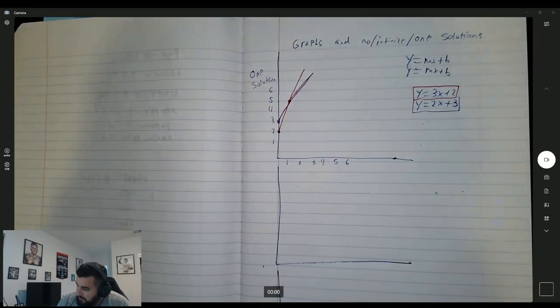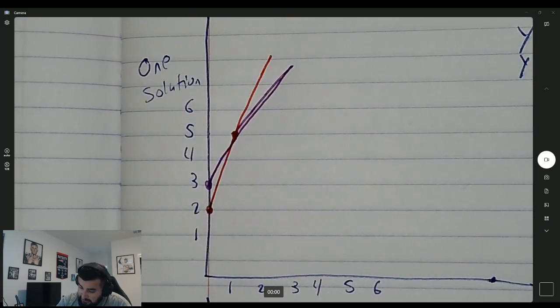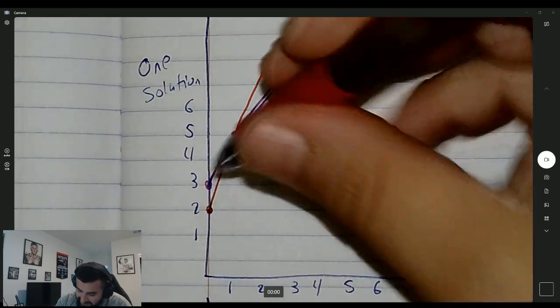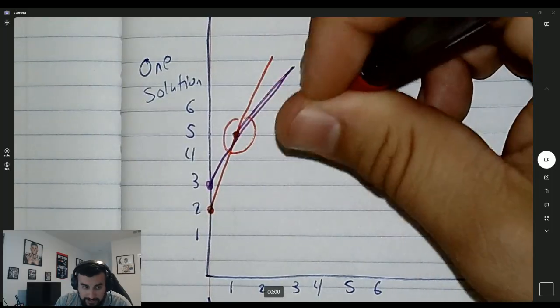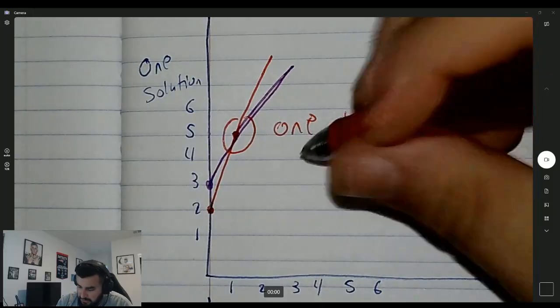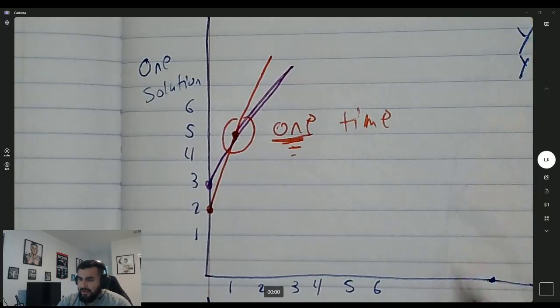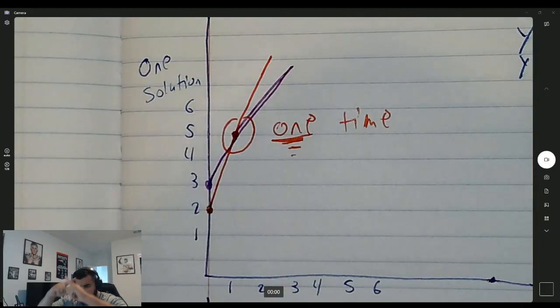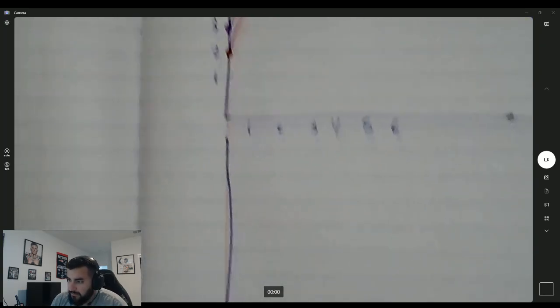So both these lines, when you look at them, we call this a 1 solution. And this is an awful example, but sorry, just bear with me. We call this a 1 solution because they touch 1 time. And since they touch 1 time, we call it a 1 solution. Okay, so that's how you have to think about it. The lines touch 1 time. So it's a 1 solution. Okay? And so let's talk about the next one.